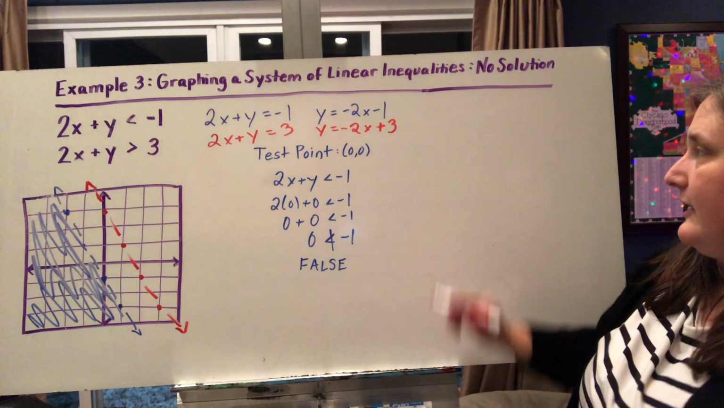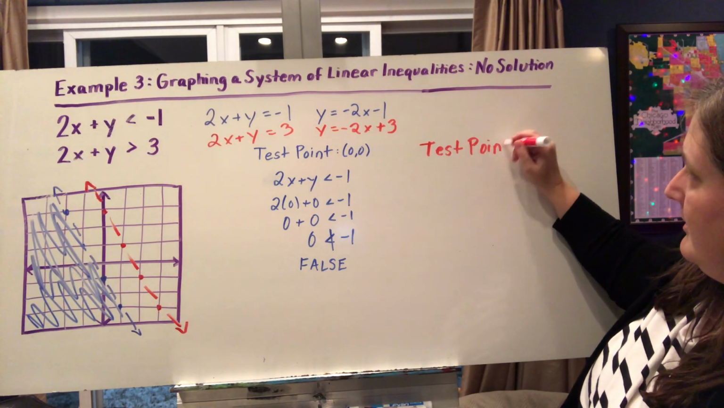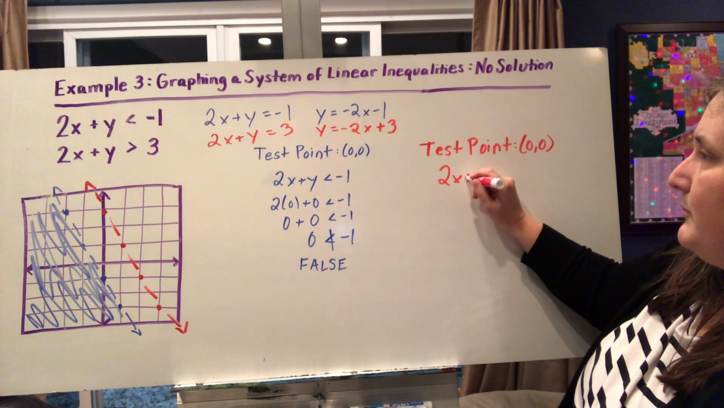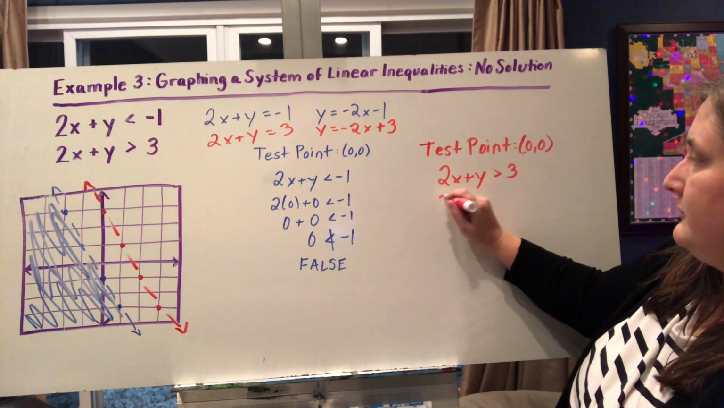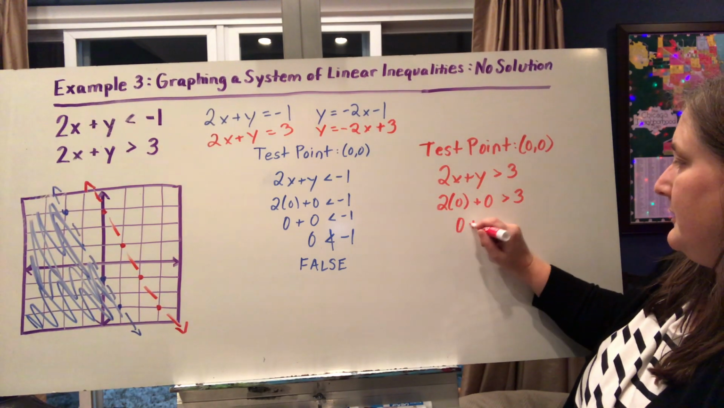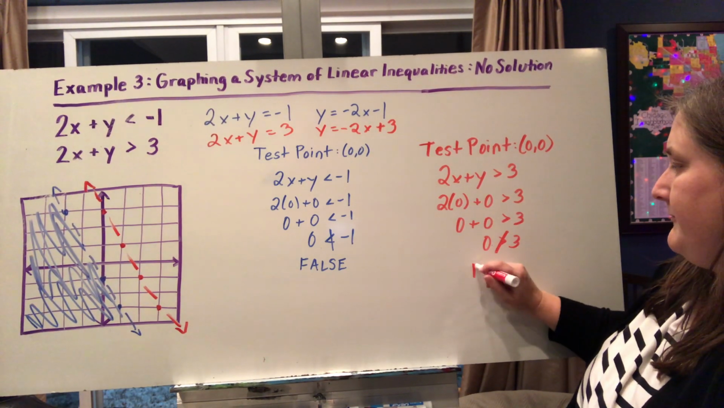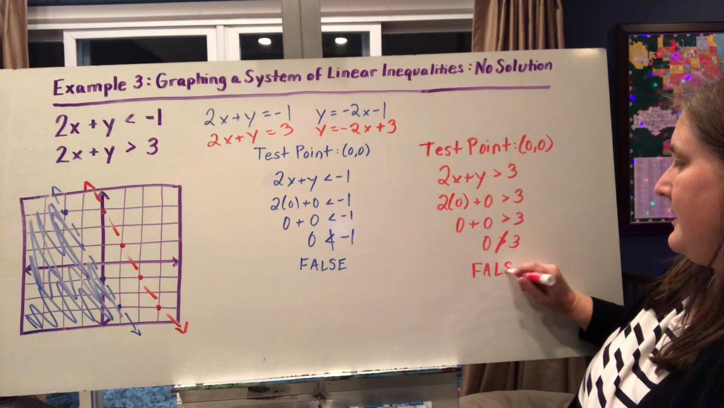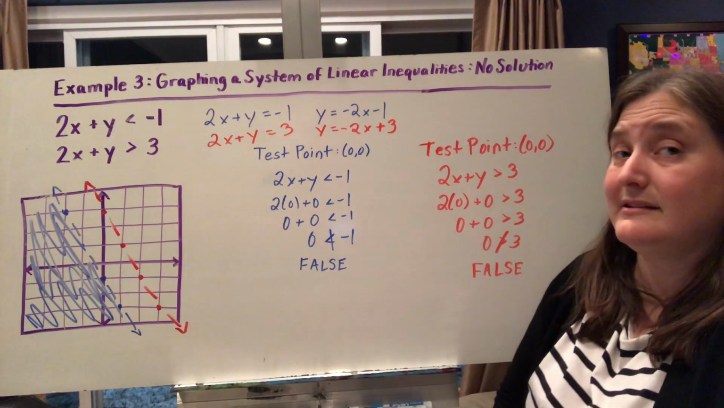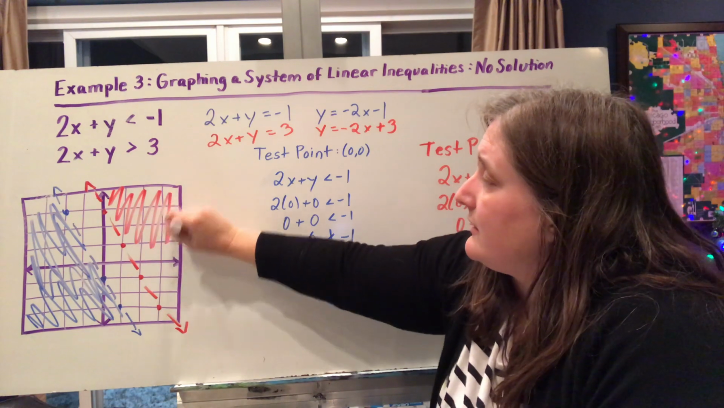And I'm going to pick my favorite test point, (0, 0). So I've got 2x plus y is greater than 3. So I put in my zeros for x and y, get 0 plus 0 is 0, and 0 is greater than 3. Oh, false. So once again, I want to shade the side of the red line that does not include (0, 0). That means I'm shading above and to the right.